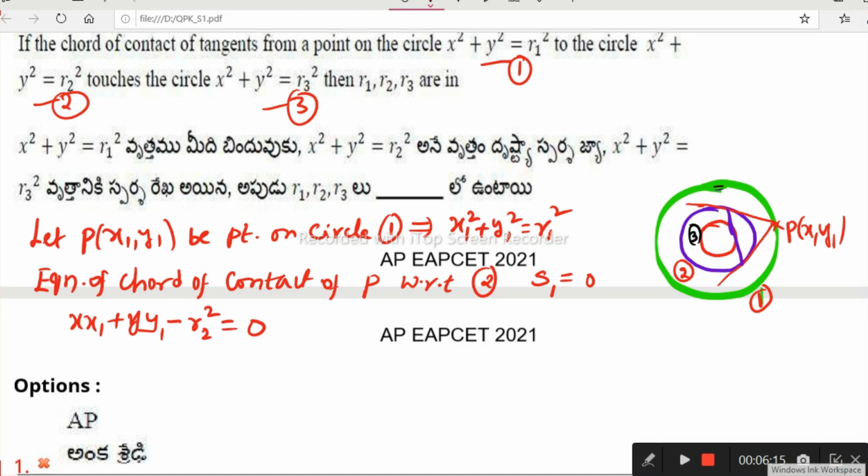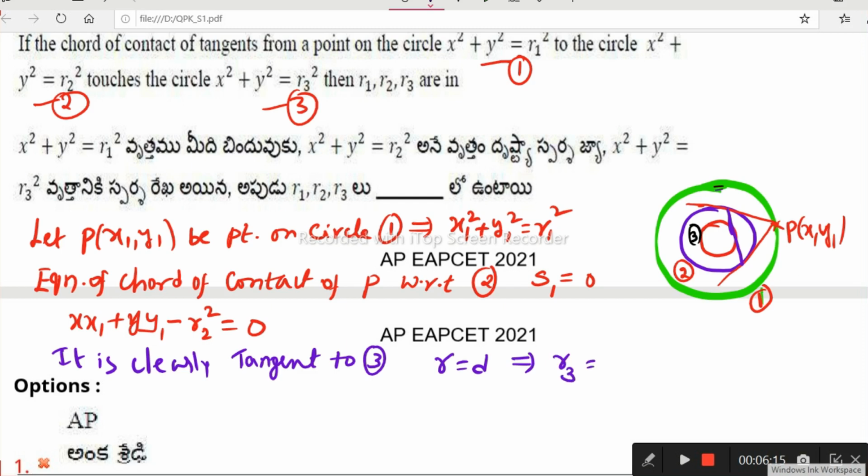You know, if any line is tangent to a circle, the distance from the center to that line is nothing but the radius. That I am using in the next step. Given that it is clearly tangent to circle 3, what is the condition? R is equal to D. What is R here? In place of R, r3 is there.